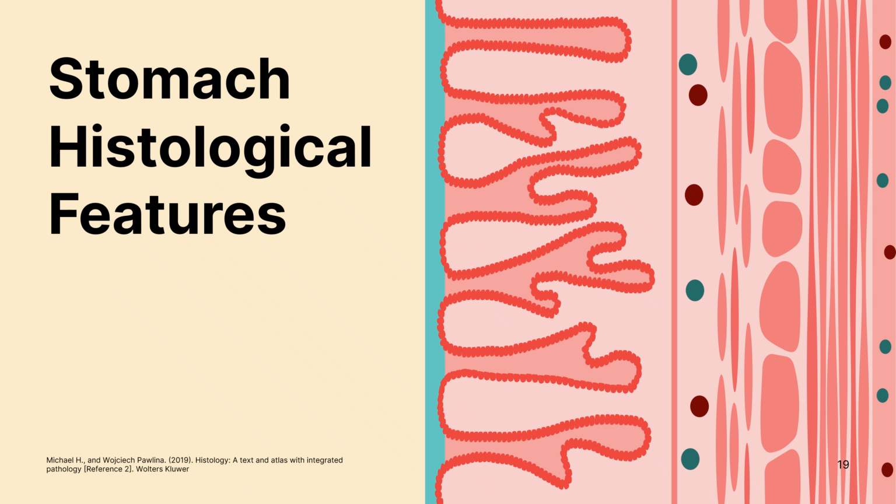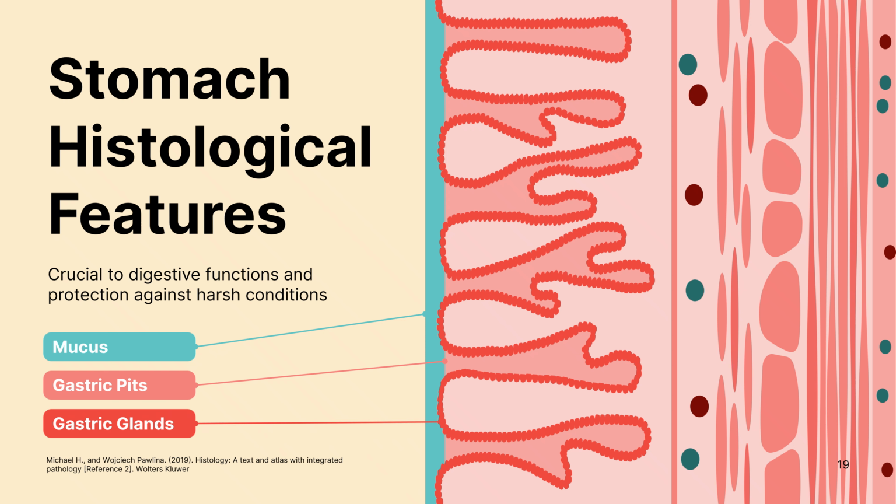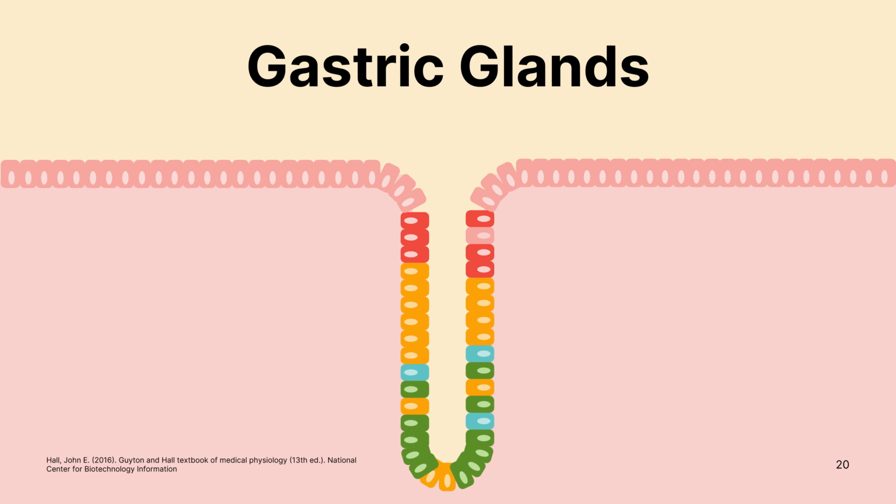The histological features of the stomach are crucial to its digestive functions and protection against harsh conditions. The mucus layer, which coats the stomach lining, plays a vital protective role in the stomach. Gastric pits are invaginations in the epithelial lining of the stomach. At the base of these gastric pits, gastric glands contain various specialized cells that contribute to the overall secretion of digestive enzymes. The gastric glands in the stomach contain several specialized cells that each play a critical role in digestion and the protection of the stomach lining.